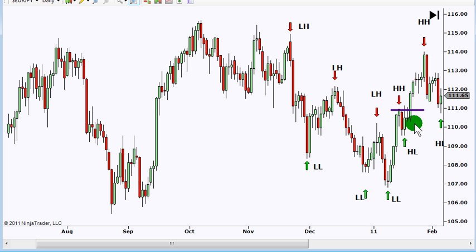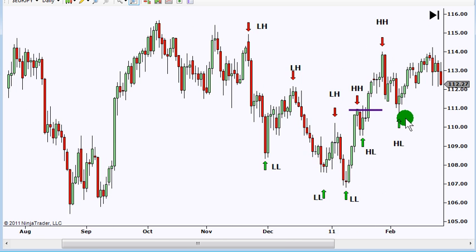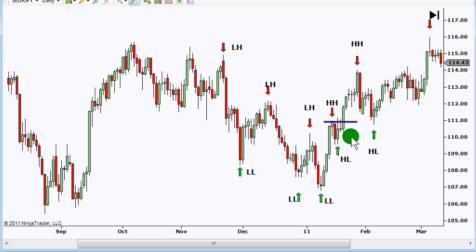There you go. This is also known as a simple 1, 2, 3 reversal. 1, 2, 3. The breach of this would be your trigger. Right. So let's keep moving forward here. See what happens. Higher high, higher low. So we're still looking to buy this market.